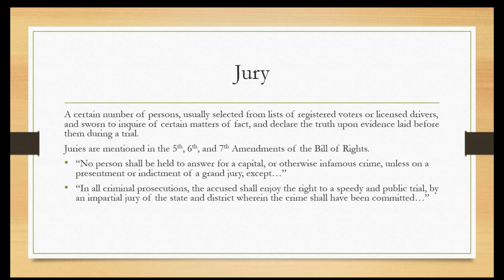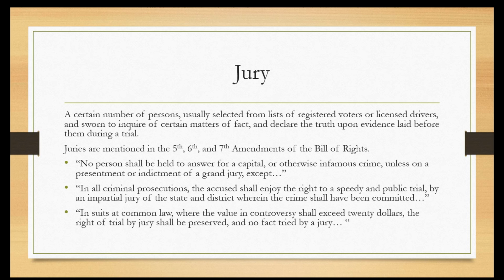Now in the Sixth Amendment, in all criminal prosecutions, the accused shall enjoy the right to a speedy and public trial by an impartial jury of the state and district wherein the crime shall have been committed. And so it continues. And then the Seventh Amendment, in suits at common law, where the value in controversy shall exceed $20, the right of trial by jury shall be preserved, and no fact tried by a jury. Alright, so that's going to conclude most of the positions that you need to know, and from here we are going to be going into proceedings.